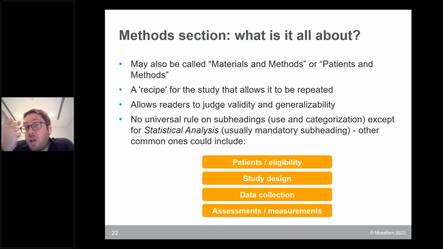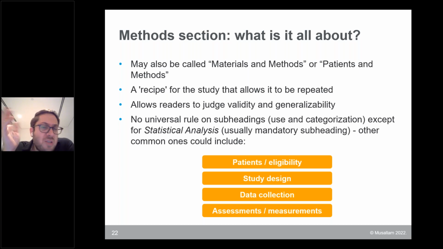It allows people to judge how valid and generalizable the work is. And there is no universal rule on what subheadings to put in it. Usually the only section that we always put is the statistical analysis section, but then you can divide your methods however you want: patients, eligibility, study design, data collection, assessments, measurements. If it's a clinical trial, usually you have those sections.